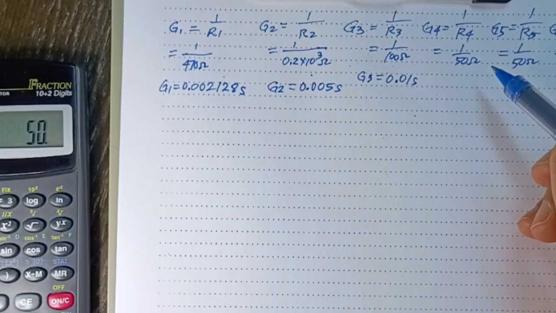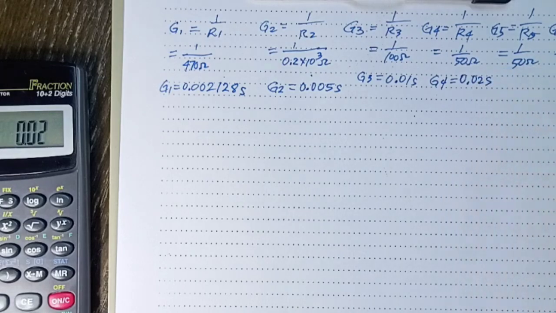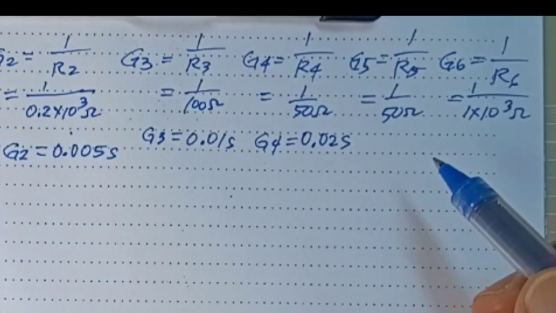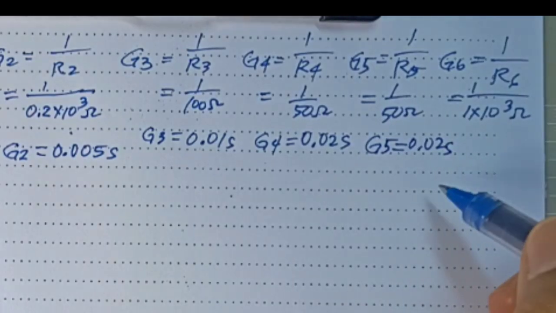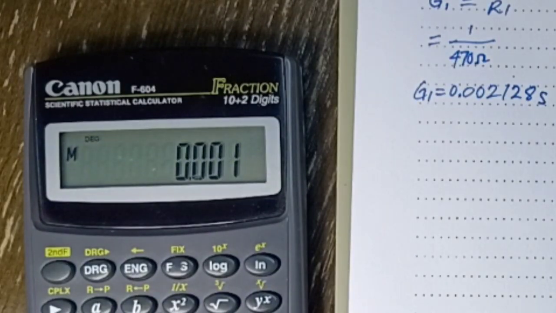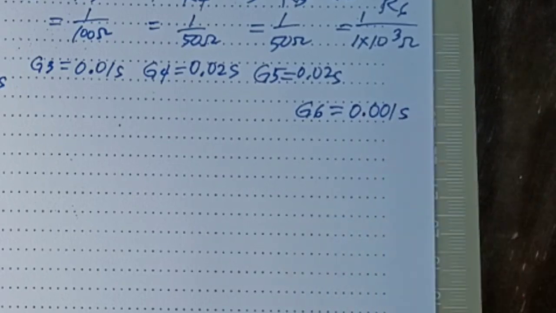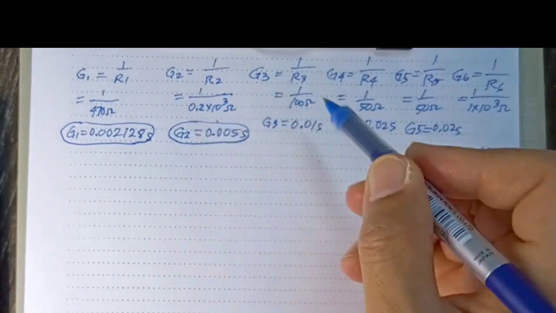G4, 1 divided by 50, 0.02. And then 1 divided by 50, 0.02. That's G5. And lastly, G6 equals 1 over 1000, or 1 times 10 to the 3, 0.001. Yes. So those are the answers for the conductances.